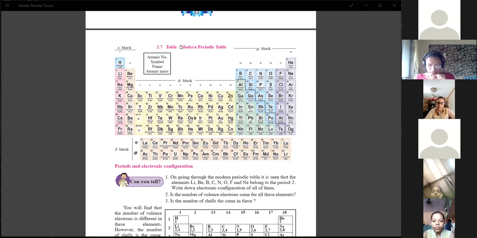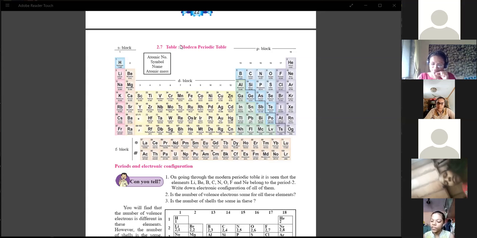Now, some elements and their atomic radii are given in the textbook on the left hand side. Look at that. The first one is potassium, atomic radius 231. Sodium 186. Then rubidium 244. And cesium, atomic number 55, radius 262. And then lithium is 152.